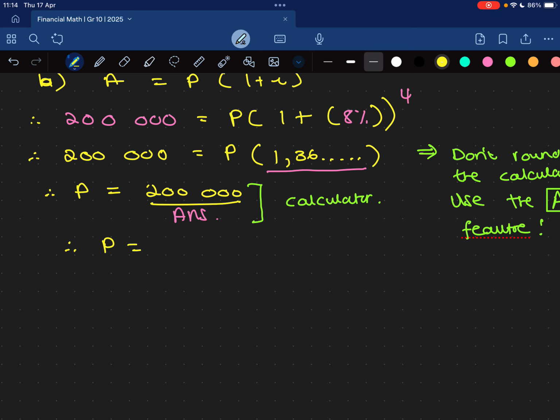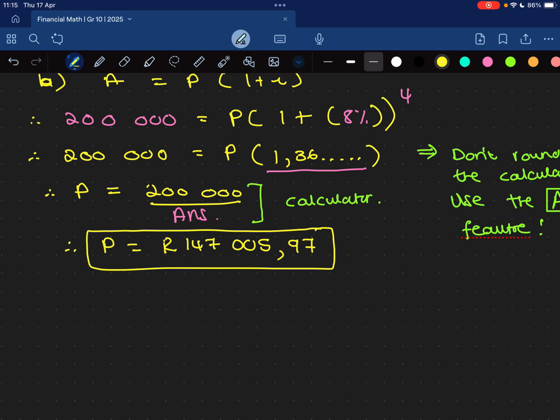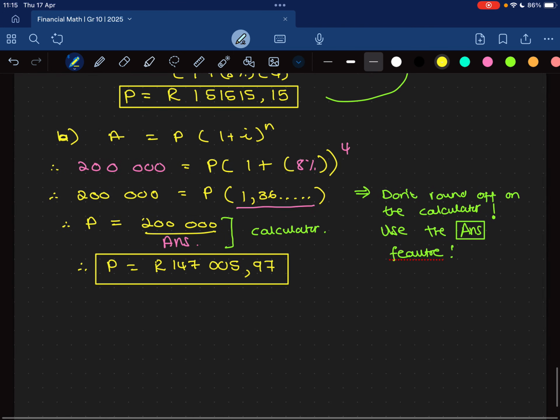So if you do that, you should get an answer of 147,005.97. If you didn't get to this exact answer, it's probably because you rounded off. So do not round off until the last step. Okay, otherwise you are going to lose marks.